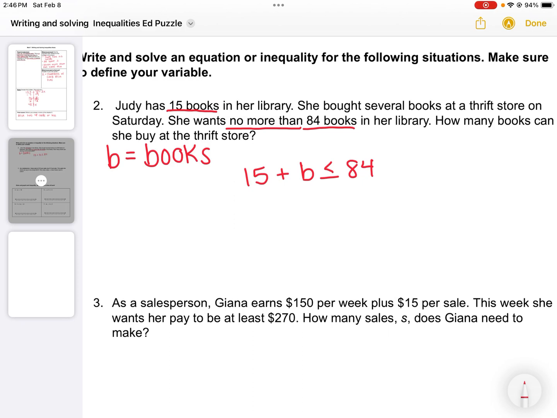From here, I need to see if there are any like terms that I can combine. No, there are not. The next step is I want to see if there's any adding or subtracting happening. Yes, I do see adding 15. Those 15 books represent how many she's already had in her library before she went to the thrift store. Because I'm adding 15, I want to use inverse operations, so I want to subtract 15 from both sides.